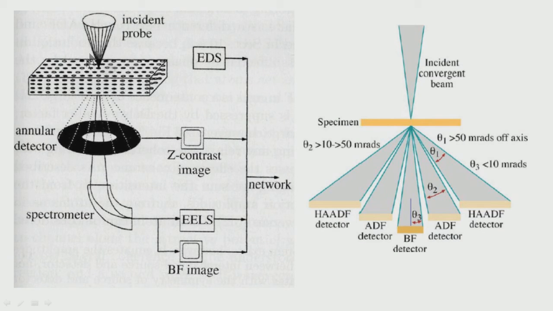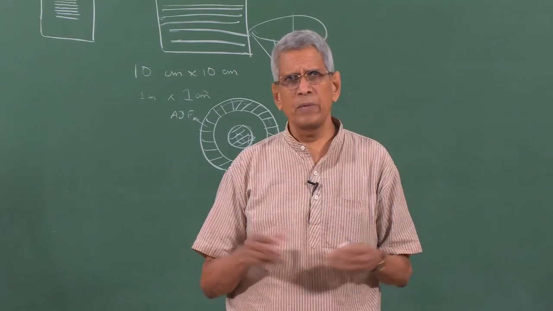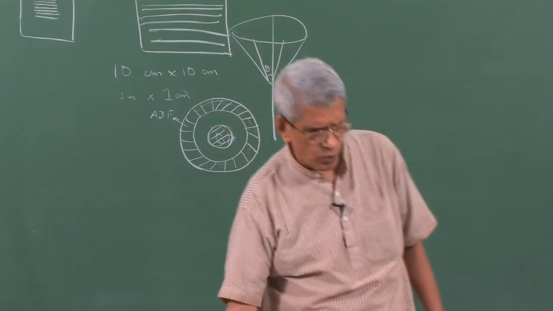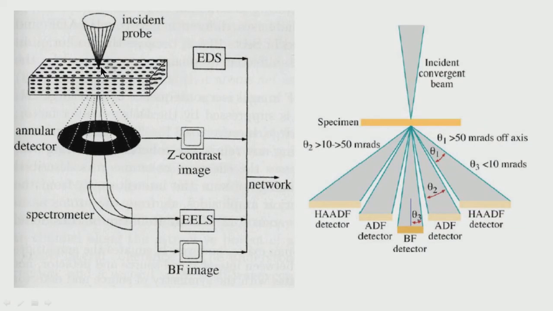So here, what I am showing is that suppose we make the beam as fine as possible, maybe of the order of about 0.1 nanometer, then what is going to happen? Such a fine beam, we can almost probe a column of atoms along the beam direction very easily in a scanning transmission electron microscope.